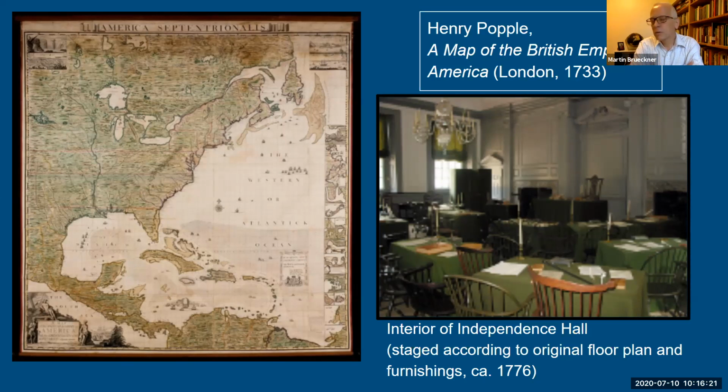And this other anecdote that goes around with this map is that not only did Franklin own it, it was hanging in Independence Hall, or then the Assembly Hall of Pennsylvania.